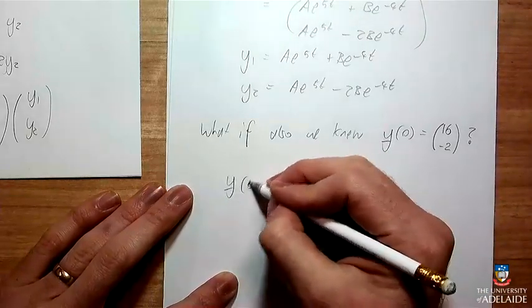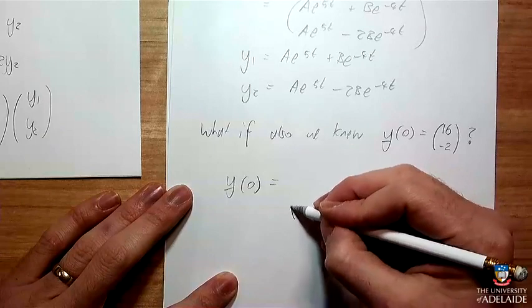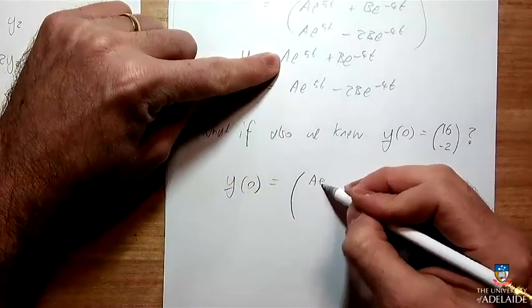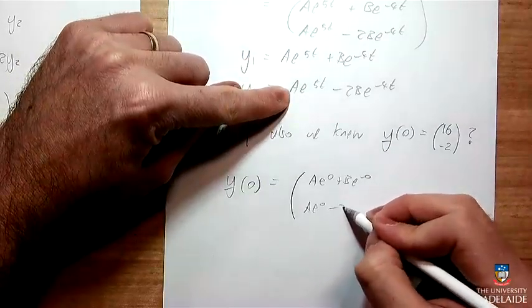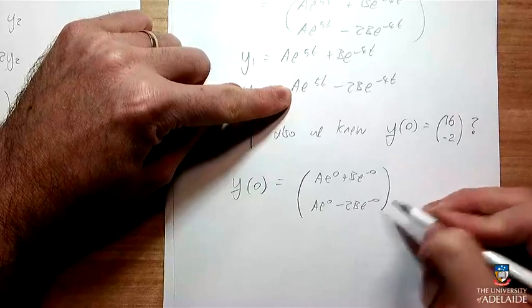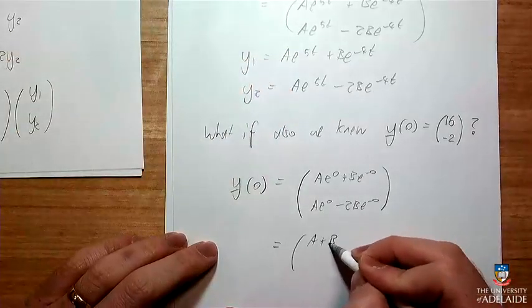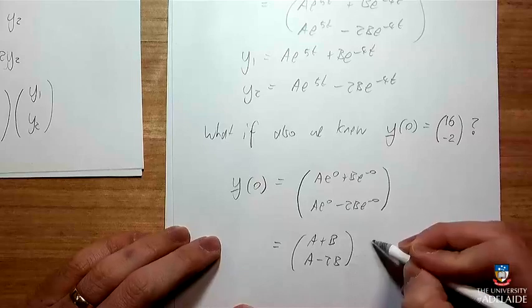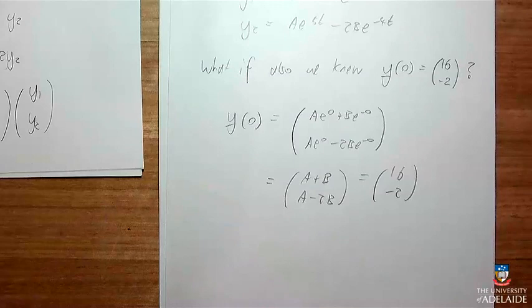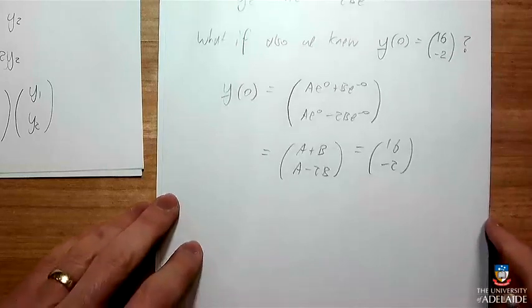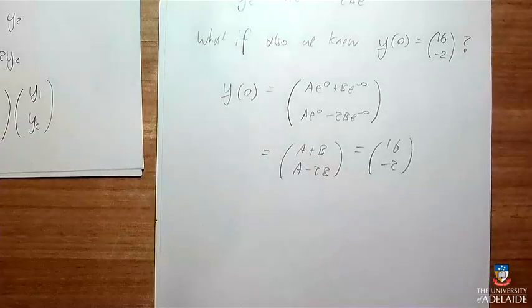So y bar of 0 would be a e to the 0 plus b e to the minus 0 and a e to the 0 minus 2b e to the minus 0, which is a plus b, a minus 2b, and that's supposed to work out to 16, minus 2. And look, now I've got two equations and two unknowns which I can solve to figure out what a and b are. Or I could do it with matrices if I really wanted. It's a whole different matrix again.